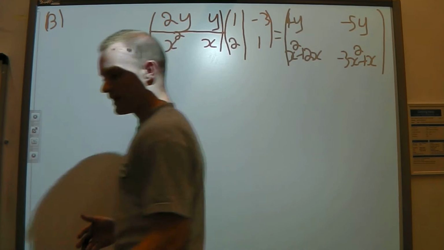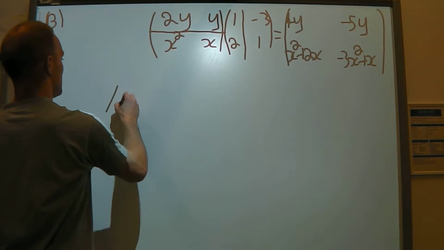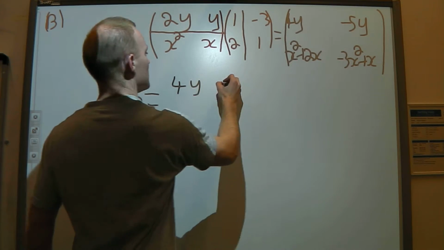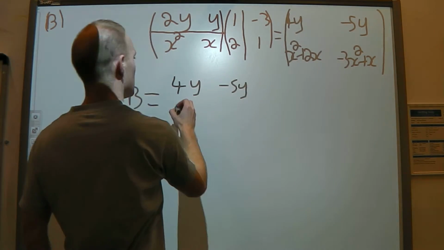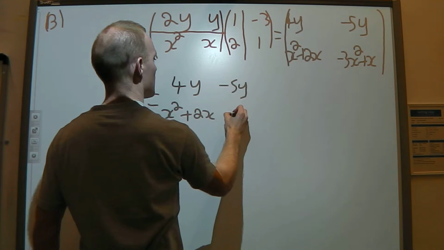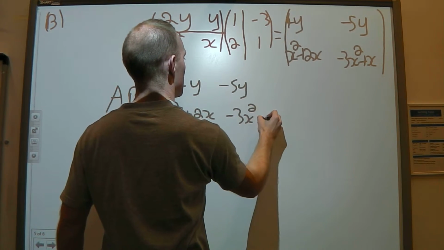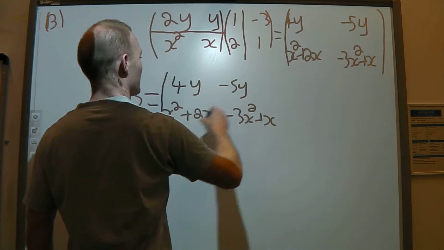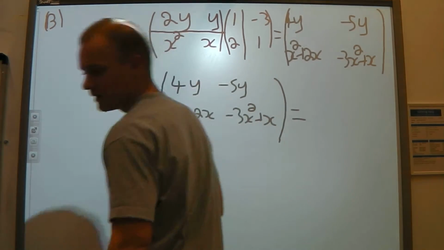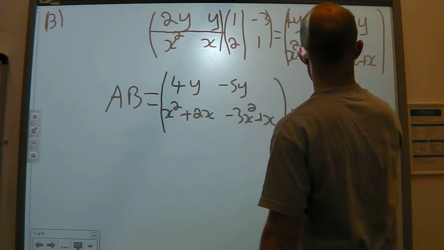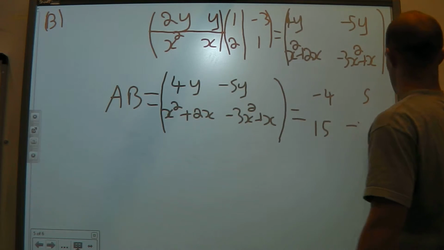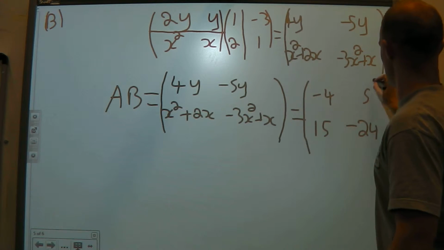Now, that's the answer to that part. I know it's right now. So A times B is equal to 4y, negative 5y, x squared plus 2x, negative 3x squared plus x. Now in the next part, we're told what AB is. That is negative 4, 5, 15 and negative 24. So then we have to equate these terms.